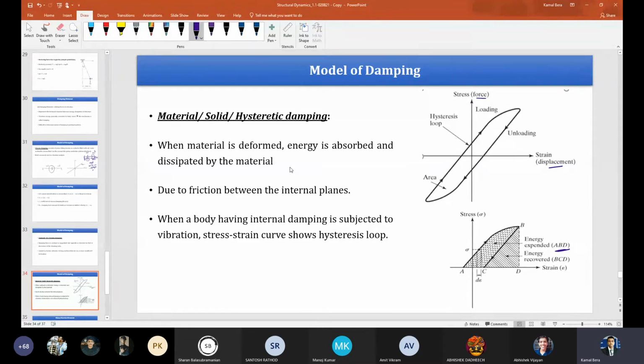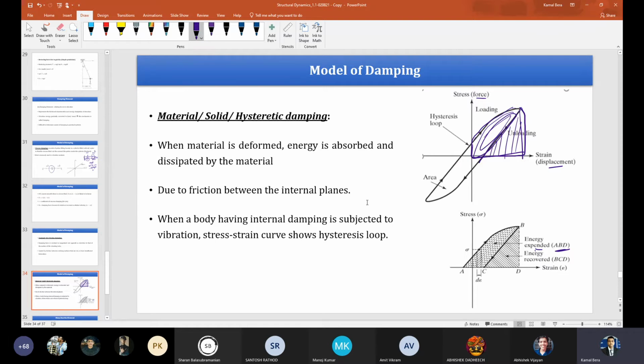means that this whole part is showing the energy provided, the energy that is expended. Then this much is the recovered energy, the lower part that remains, because the unloading path is like this. So this portion is the dissipated energy. This is called the hysteresis damping.